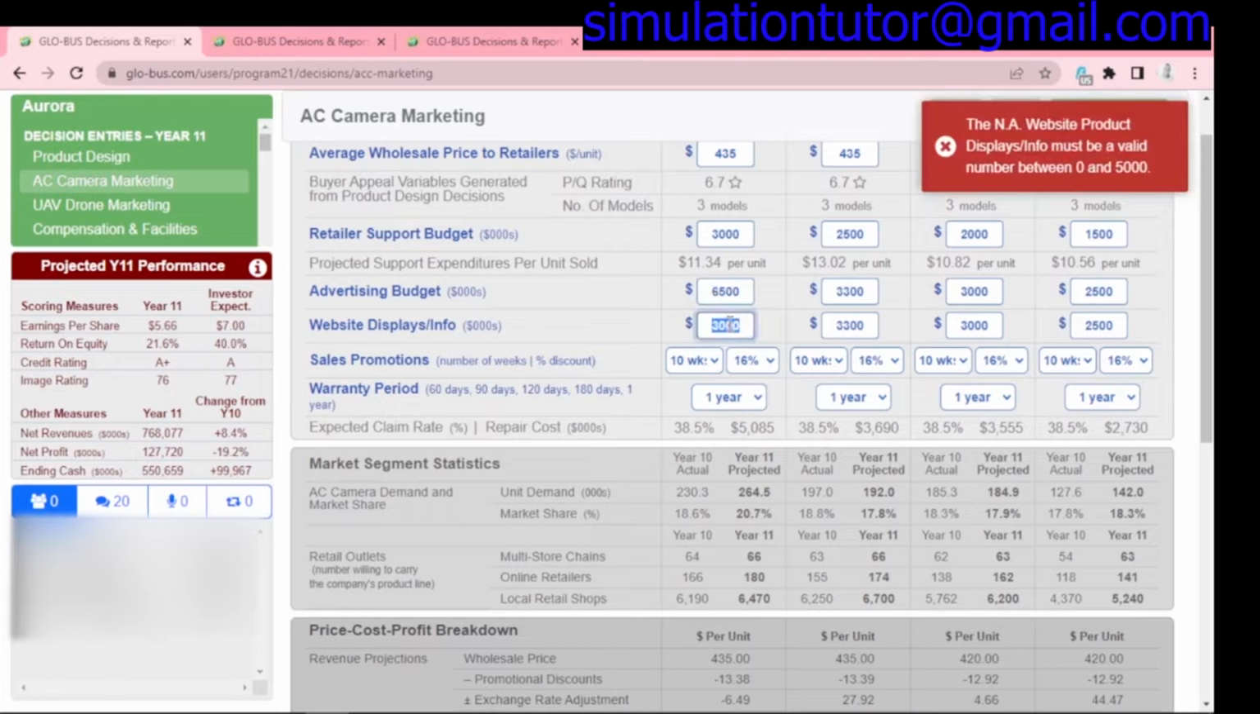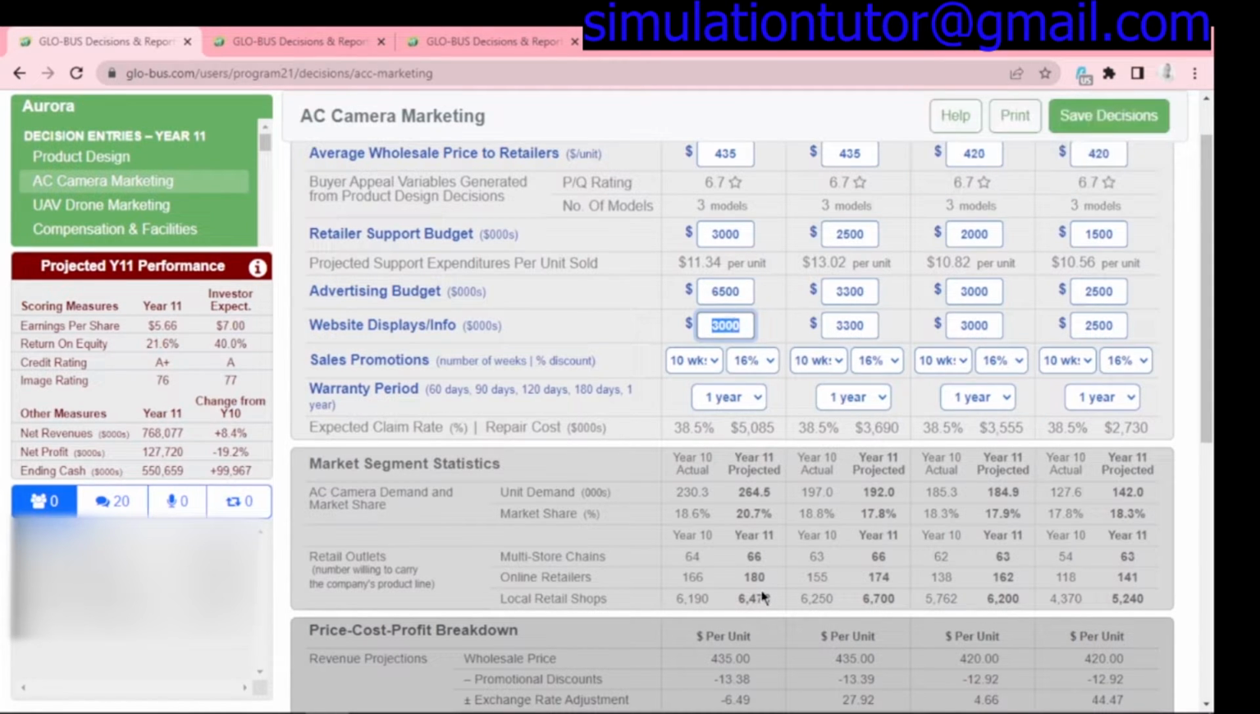No, sorry, the maximum is 5,000. So I think for the website display, we'll use the online retailers. So maybe spending 200, I think spending 200 on each. So instead of 18, we'll do 3,600 here. I think that's our fine one, because market share, we have increased our market share to about 20.